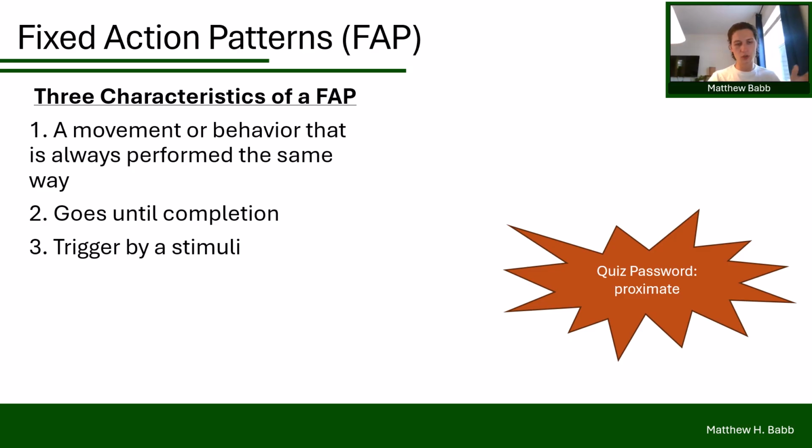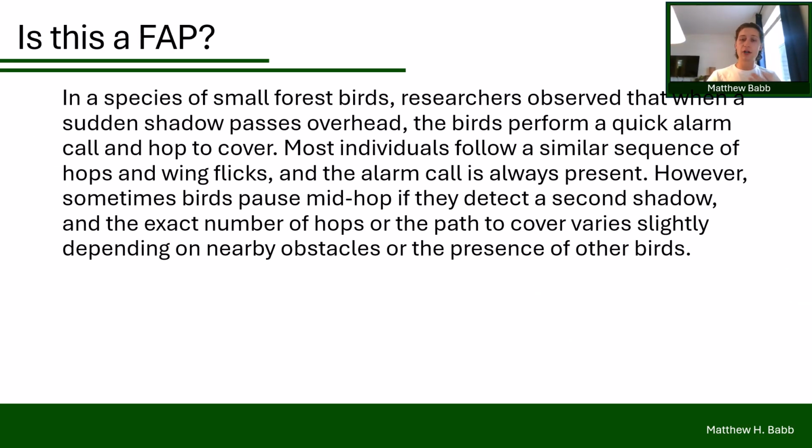And so we're going to go over these a little bit more. I'm going to give you some examples to practice whether it is a fixed action pattern or not. So here is an example. Sorry that my video is a little bit in the way here, but I'm going to go ahead and read this example, and I want you to think about those three characteristics and whether this behavior possesses all three of those characteristics. So in a species of small forest bird, researchers observed that when a sudden shadow passes overhead, the birds perform a quick alarm call and hop to cover.